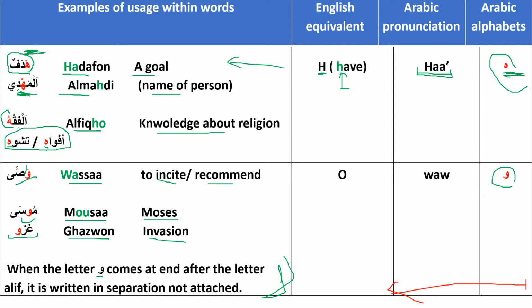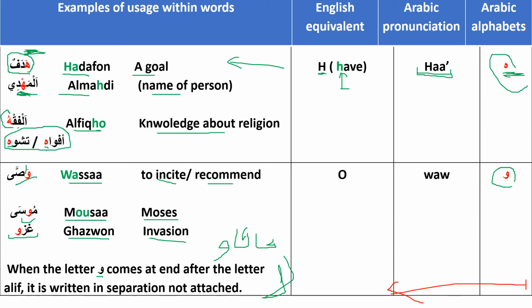For example, the word cacao. That's like cacao. You see? Cacao, it cannot be attached.